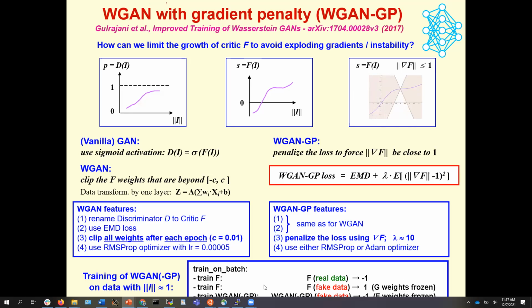And this is the modification of the training procedure for the regular GAN that we discussed previously. So on the real data, we require that the critic tends to -1. On fake data, it tends to +1. And on the fake data, the WGAN or WGAN-GP generator tends to -1 again. And when the critic weights are frozen.